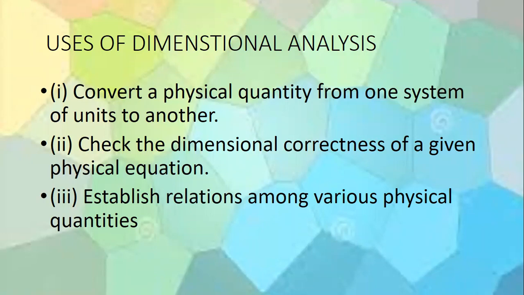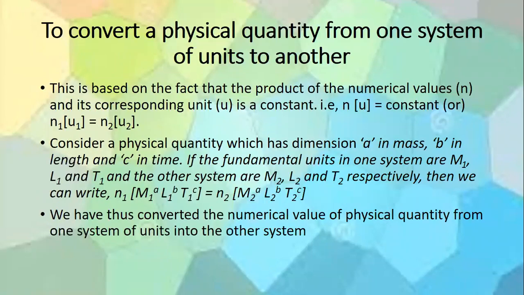Suppose there are three physical quantities. If you want to find out a formula among those three physical quantities, then you can use the dimensional method to find out the relationship between the physical quantities. Okay, so these are the three uses of dimensional analysis. Now we can go one by one with examples.